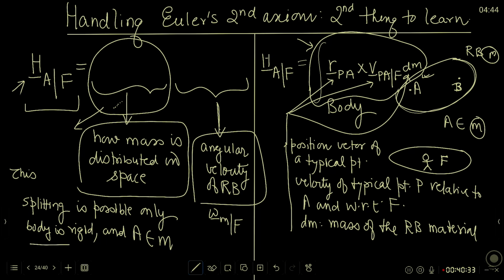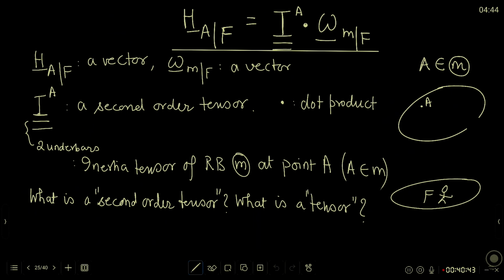Now this splitting is going to be something like what I am showing on the top of the slide. If the body is rigid and this point A is fixed to M, you can write the angular momentum of the body in this form. There is a dot product on the right hand side. The dot product is between the angular velocity of the body with respect to frame F. We are familiar with this quantity already.